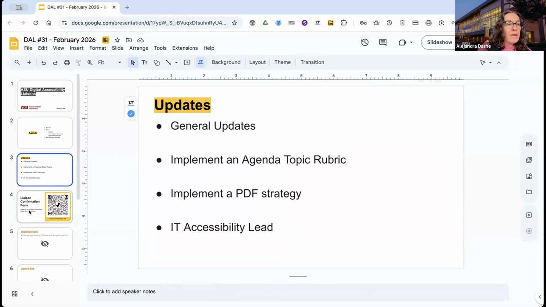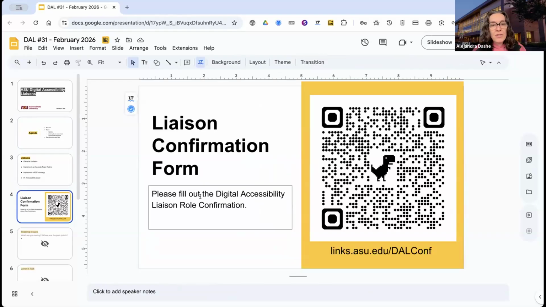And then if you haven't already, if you are a registered liaison, please fill out your liaison confirmation form so that I know that you want to be a liaison. This is really helpful because when we have conversations, like we're having a good conversation about template accessibility for the brand, and I had to find the right contact in that unit, and I could find them because they confirmed. So thank you. I was very grateful for that.